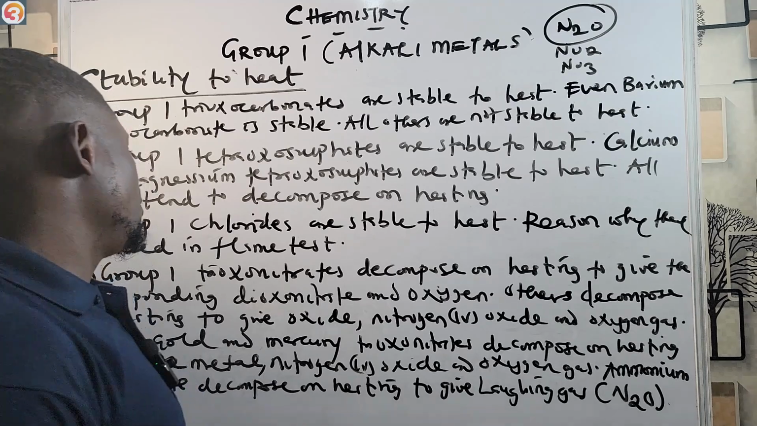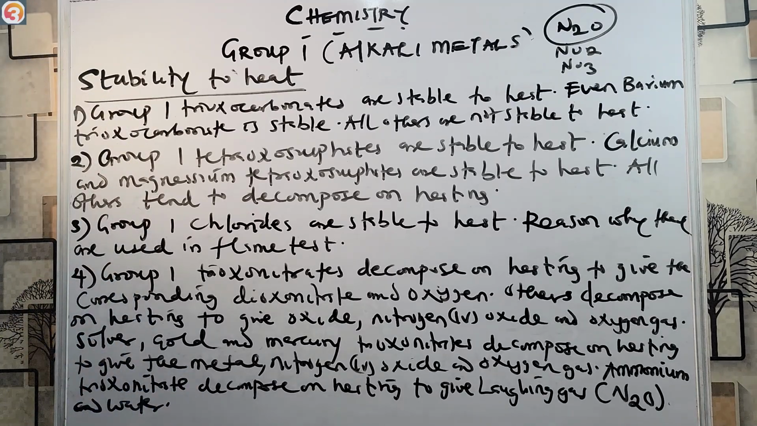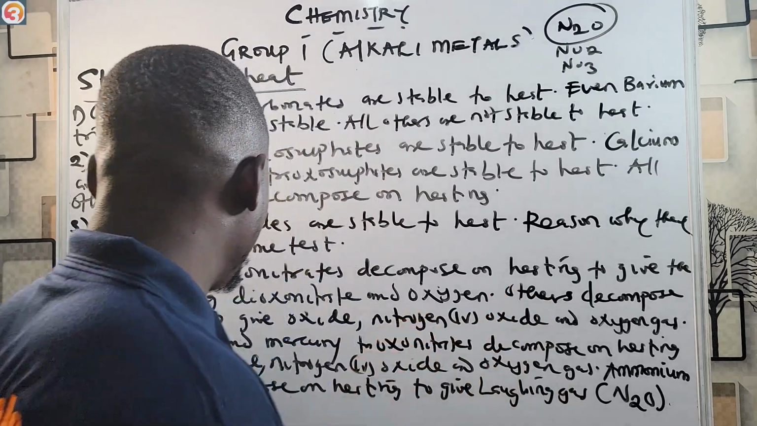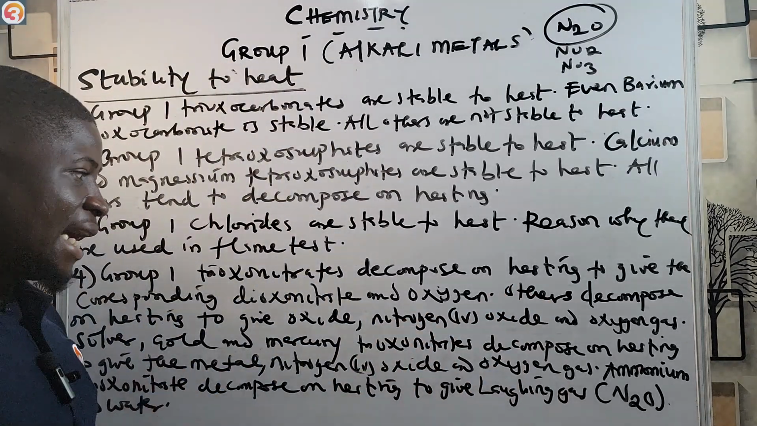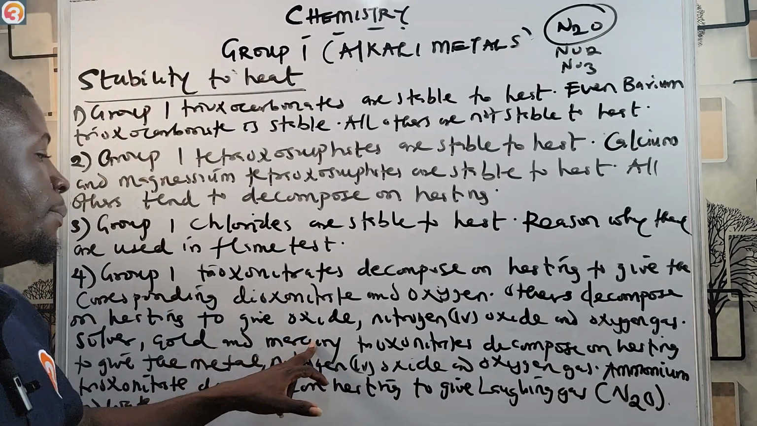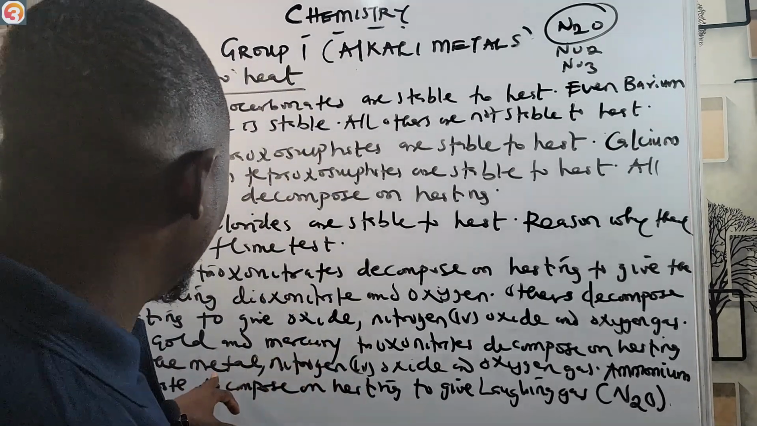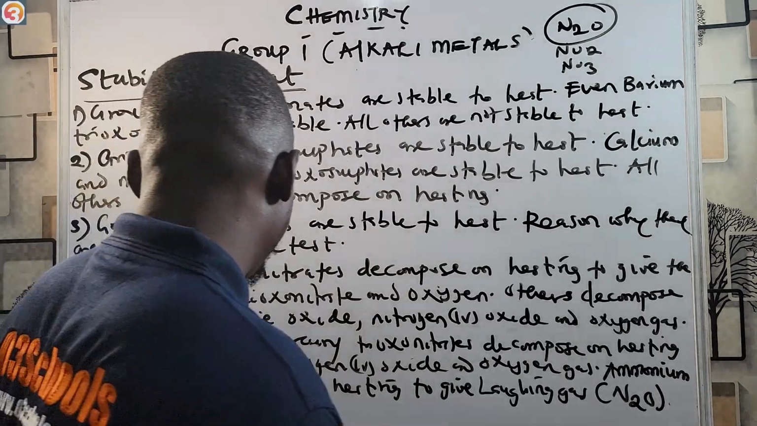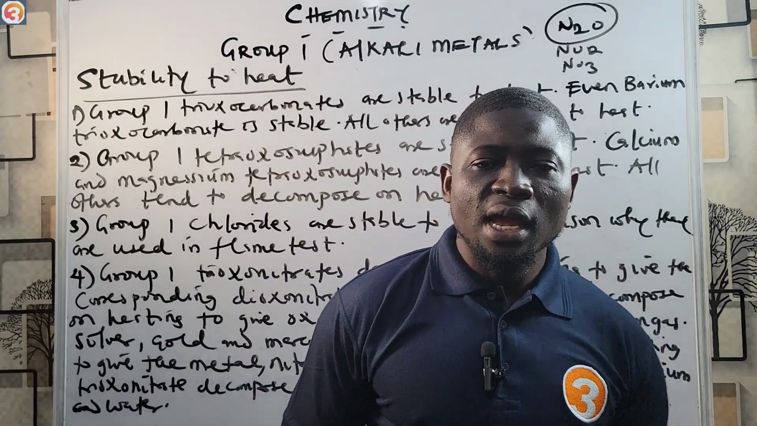All right, now group 1 trioxonitrates decompose on heating to give the corresponding dioxonitrate and oxygen. Others decompose on heating to give the oxide, nitrogen(IV) oxide, and oxygen gas. Silver, gold, and mercury trioxonitrates decompose on heating to give the metal, nitrogen(IV) oxide, and oxygen gas. Ammonium trioxonitrate decomposes on heating to give laughing gas, N2O, and water.